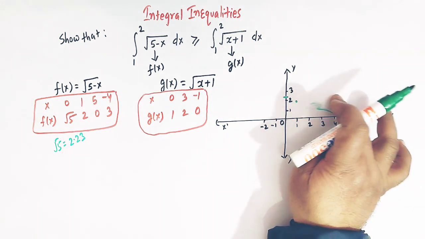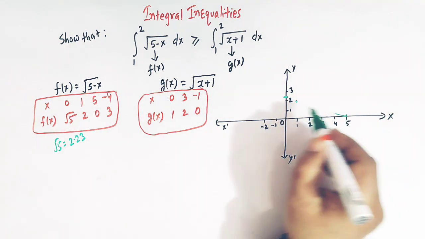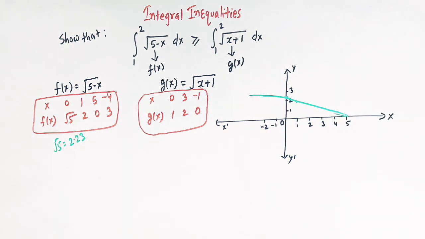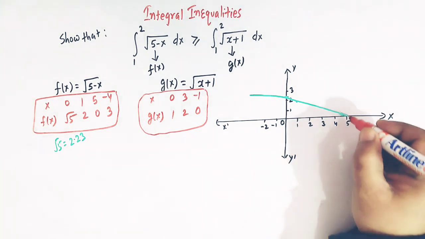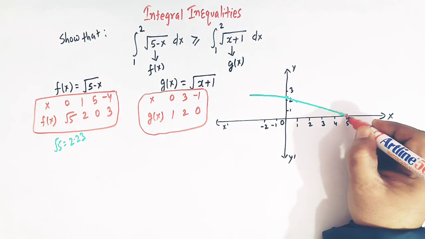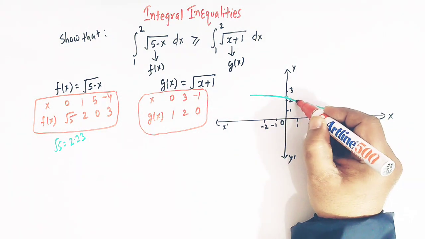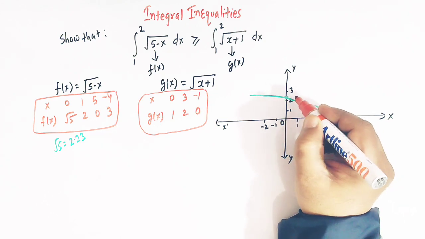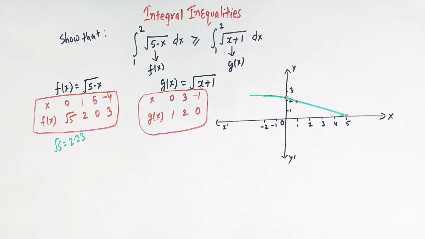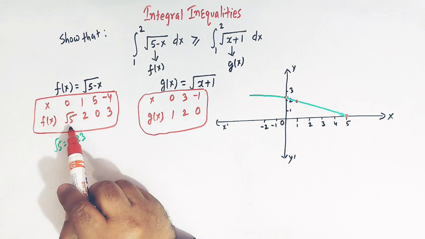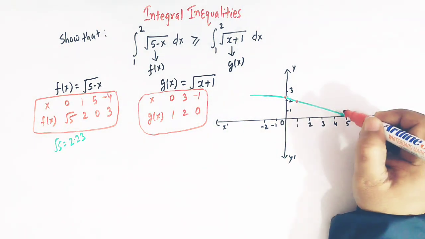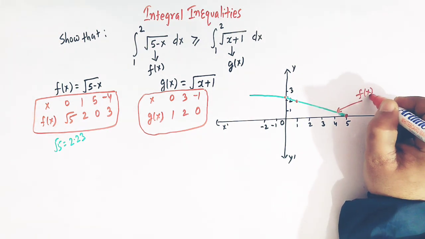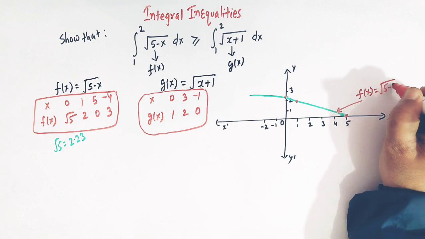Here we can write it like this. So we have the graph, that is, it looks like this, right? Here we have the 3 points. This is 5 comma 0, and here we have the point that is 1 comma 2, and here we have the point that is 0 comma square root of 5. So this green curve shows f of x is equal to square root of 5 minus x.